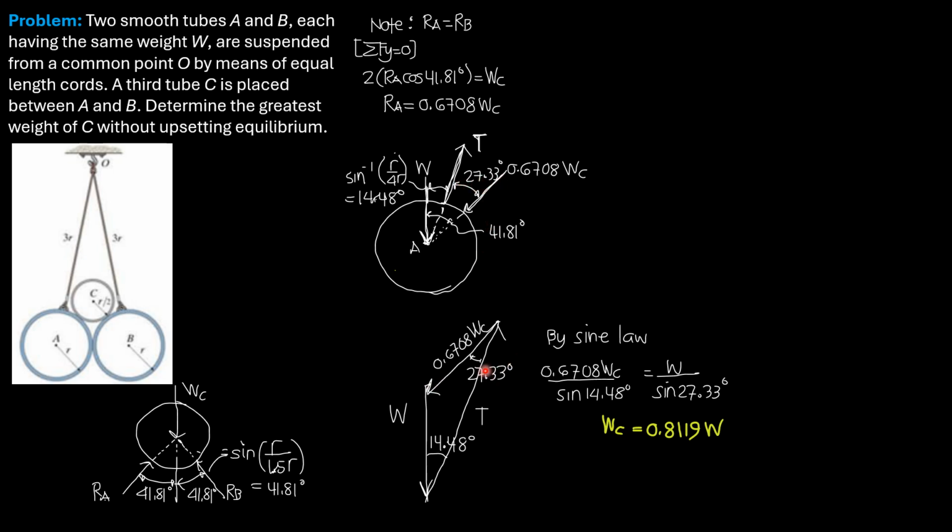Then by the law of sines, we have 0.6708 WC over sine of this angle 14.48 degrees equals W over sine of 27.33 degrees. So solving for WC, it is 0.8119 W. So that's it for this video.